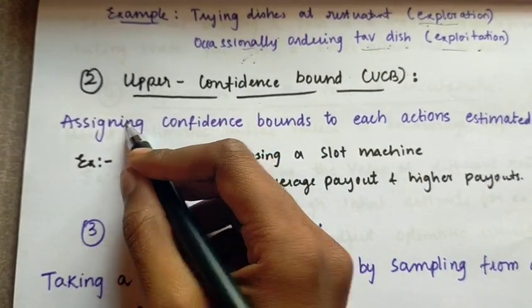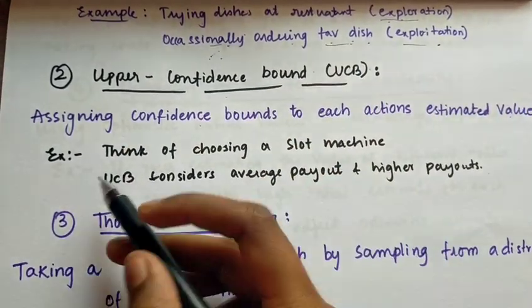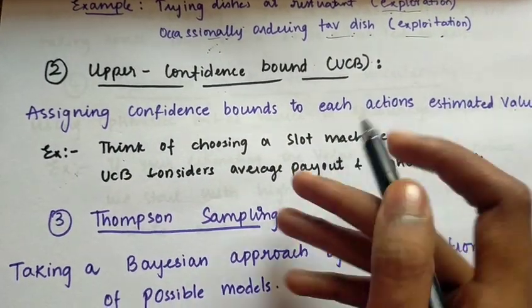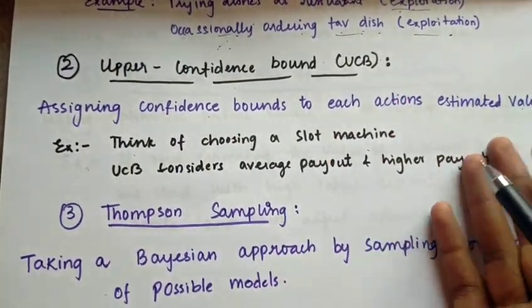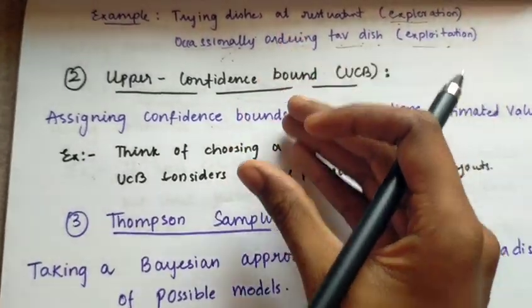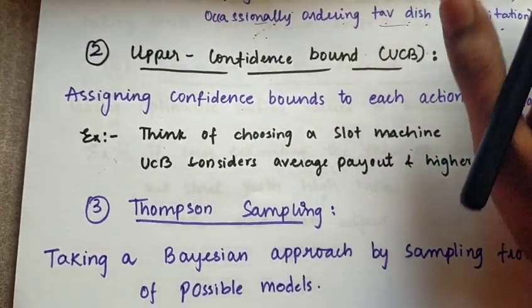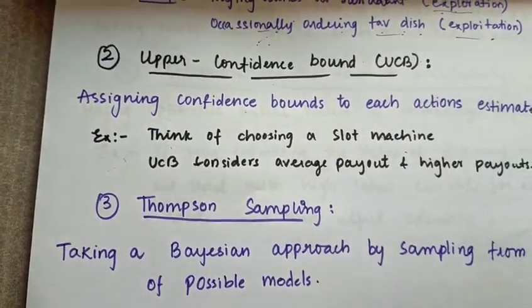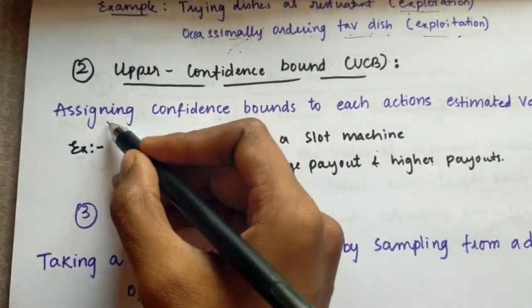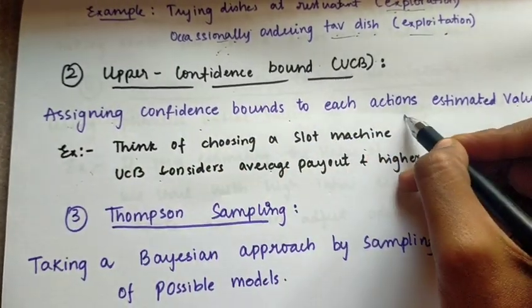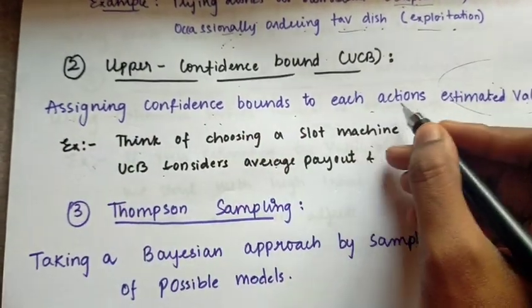The next one is upper confidence bound, which is UCB. Here, we are assigning a confidence bound to each action's estimated value. Let's understand with an example. Think of choosing a slot machine. With that machine, UCB considers average payout and higher payout. For example, you're buying a book. In a small stationery shop you get that book for 10 rupees, and if you go to a mall and buy the same book, you get it for 100 rupees, right? So you're considering the average payout and the higher payout. You're understanding the estimated value and assigning some confidence bound to each action.